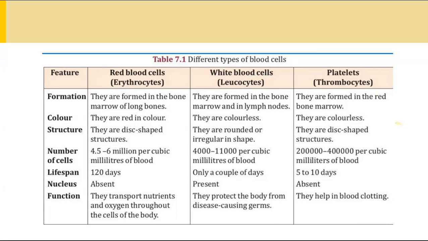The function of RBC, we know, is transporting nutrients and oxygen throughout the cells of the body. The function of WBC is protecting the body from disease causing germs. And platelets help in blood clotting. So these are the different types of blood cells, and this table shows the comparative study of different kinds of blood cells.